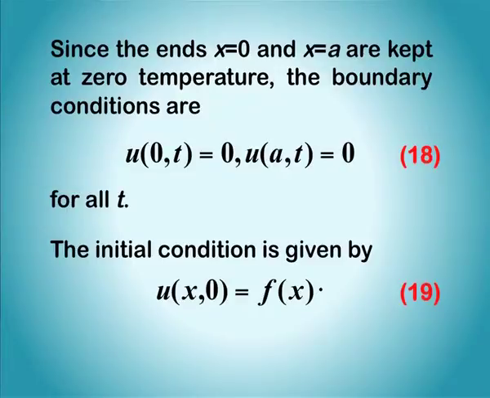The boundary conditions are given as u(0,t) equal to 0 and u(a,t) also equal to 0 for all t, that means for all time measured. The initial condition is given by equation 19. We read it as u(x,0) will be equal to f(x).